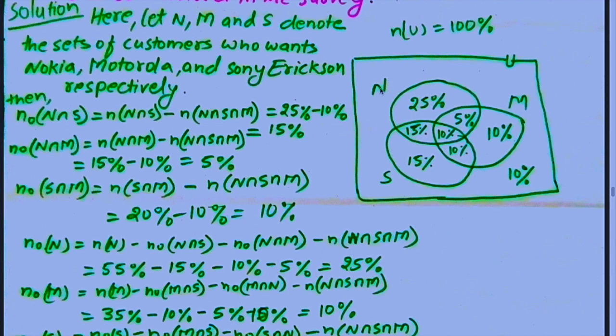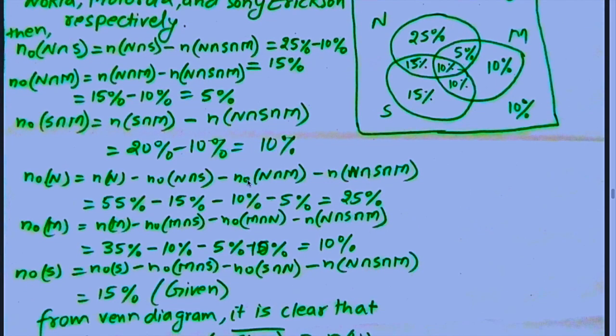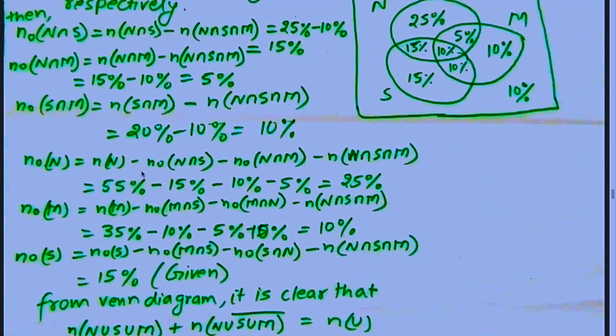Here we got from the formula, using the formula we got all three values: N ∩ M only is 5, intersection of M and S only is 10, and intersection of S and N only is 15. Again, for only N, we have the formula n(N) minus n(N ∩ S) minus n(N ∩ M) minus n(N ∩ S ∩ M), which comes as 55 minus 15 minus 10 minus 5 equal 25. We got this from the Venn diagram.